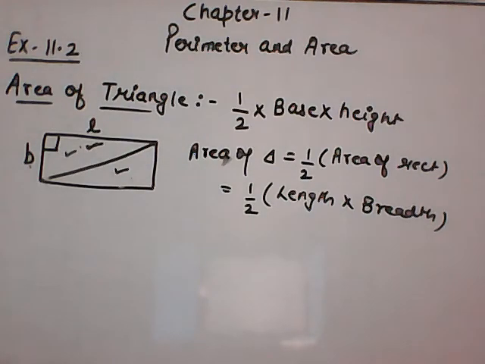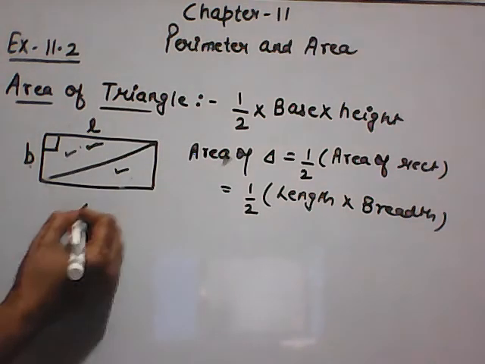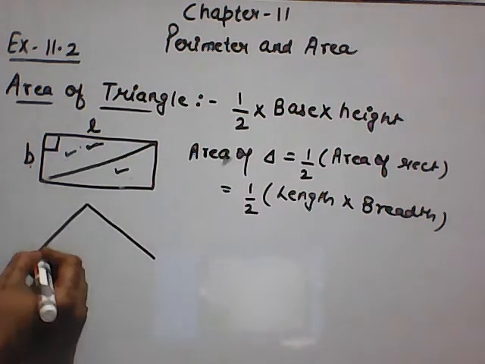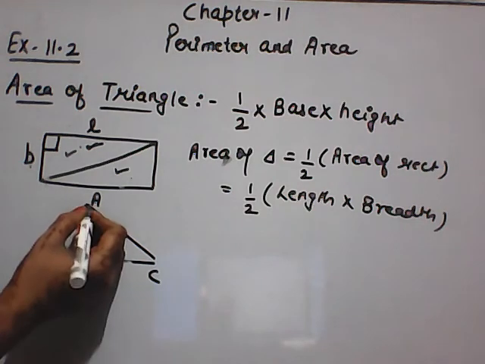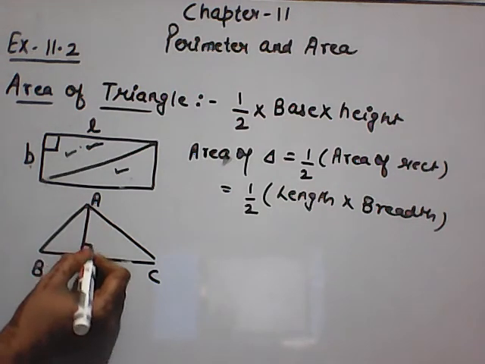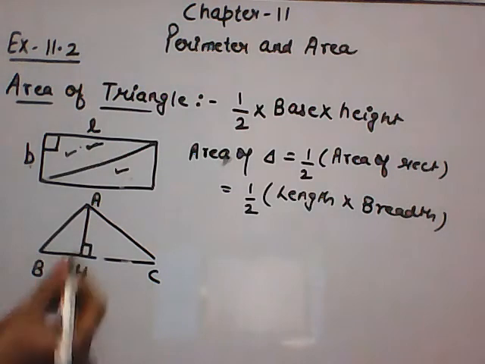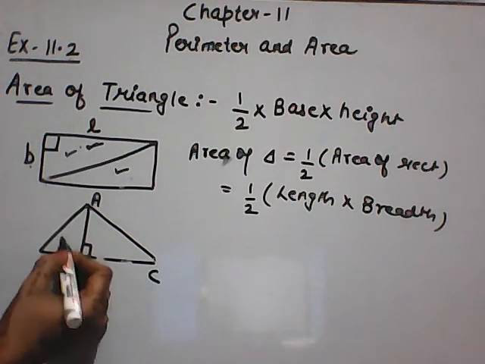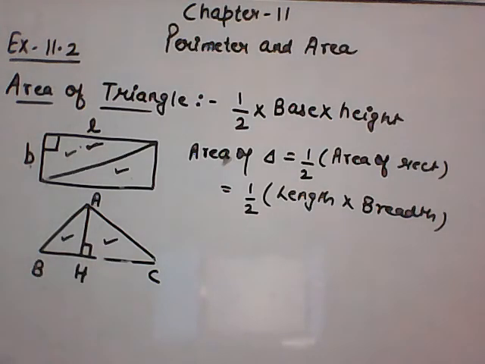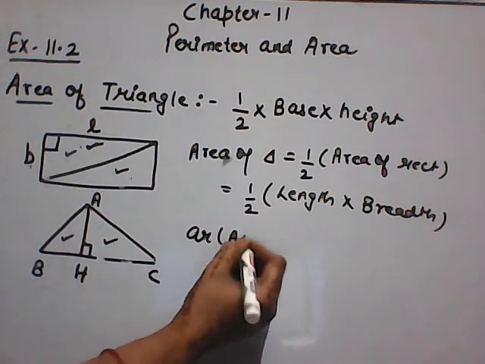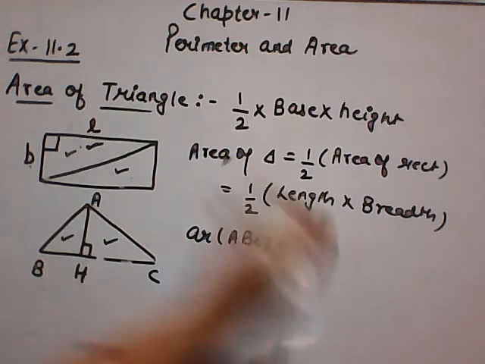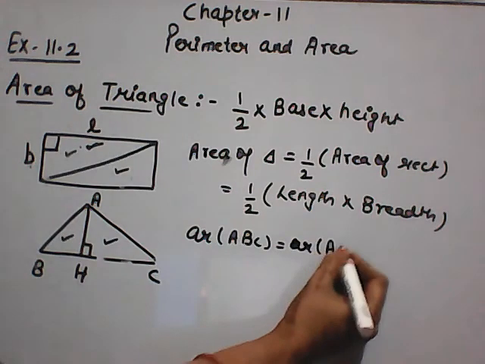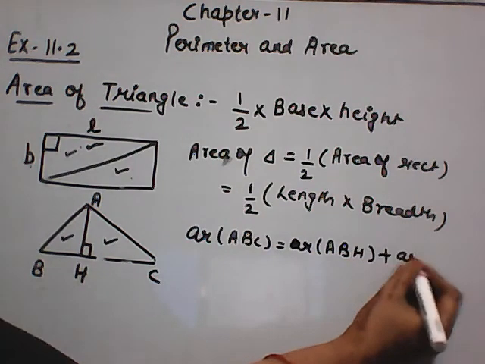Suppose the triangle is not a right angle triangle, then we can derive the formula for a triangle by using this formula. Suppose it is a triangle ABC, which is not a right angle triangle. We draw an altitude from A on side BC. Suppose it is altitude AH. Now, we know that area of ABC is equal to area of ABH plus area of AHC. So area of ABC is equal to area of ABH plus area of AHC.